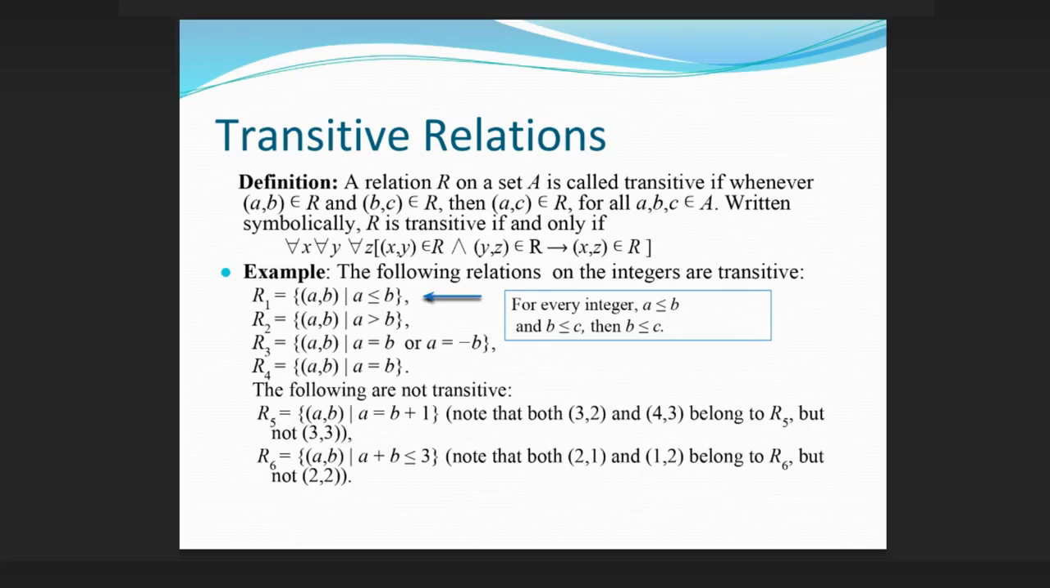The following are not transitive. R5 equals {(a,b) | a = b + 1}. Note that both (3,2) and (4,3) belong to R5, but not (3,3). R6 equals {(a,b) | a + b ≤ 3}. Note that both (2,1) and (1,2) belong to R6, but not (2,2). For every integer, if (a,b) and (b,c) are in the relation, then (a,c) must be too.